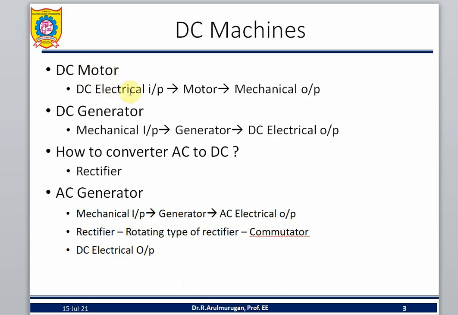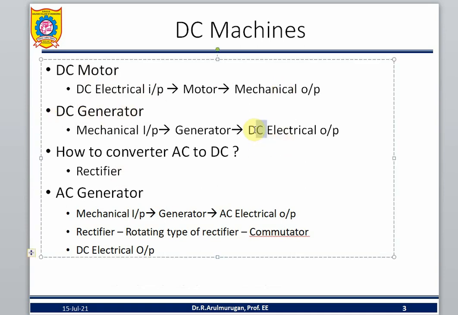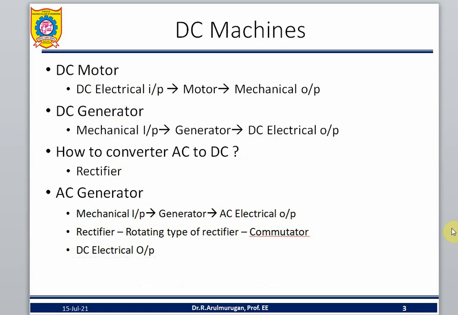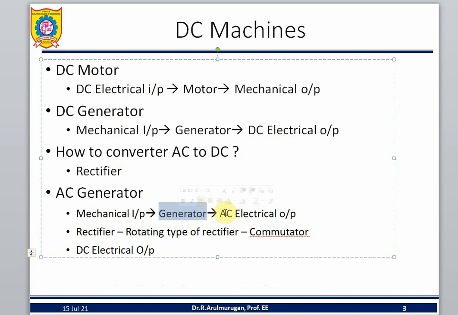A DC motor converts DC electrical input into mechanical output. A DC generator produces DC output. Generally, a normal generator available is only an AC generator, which produces an AC power supply. So a rectifier is used. What is a rectifier? It converts AC to DC, that is why it is called a rectifier. The rotating type of rectifier used is called the commutator.